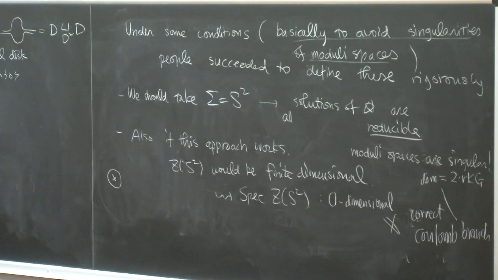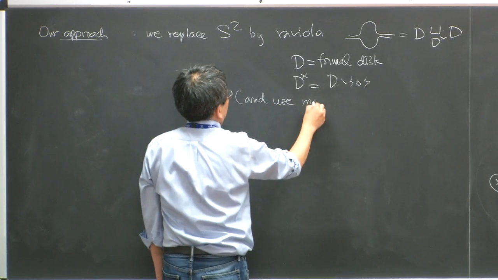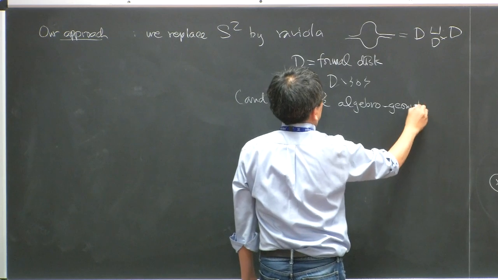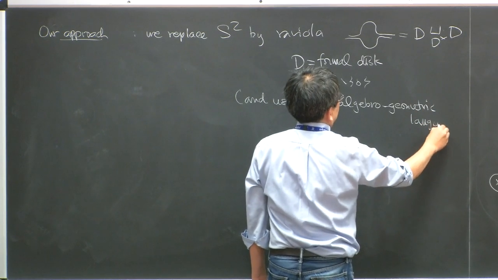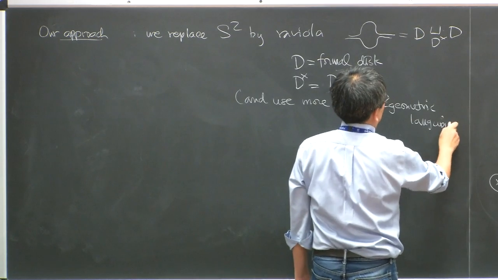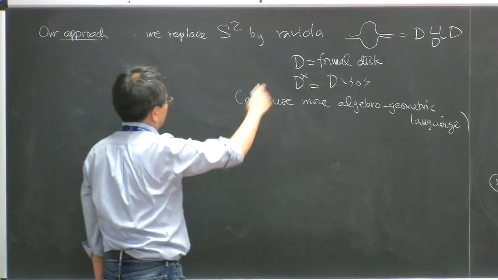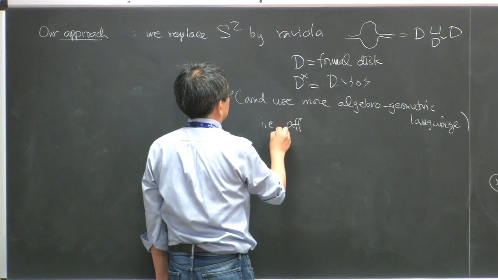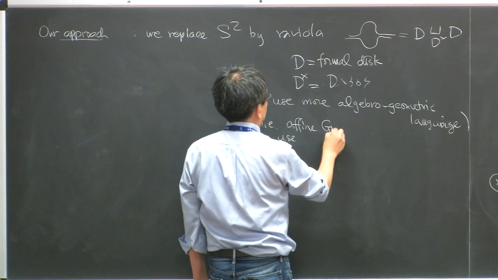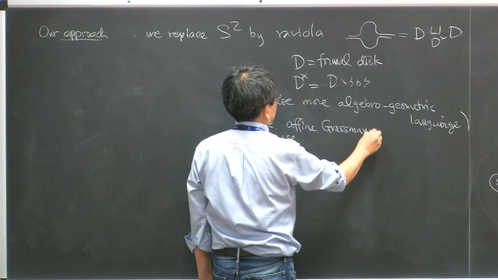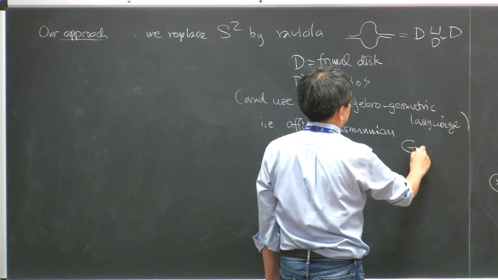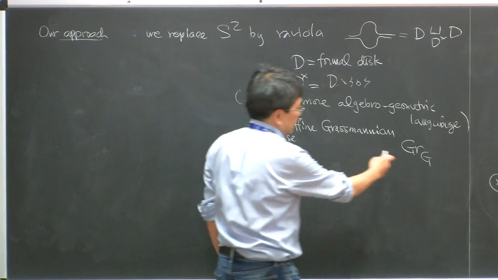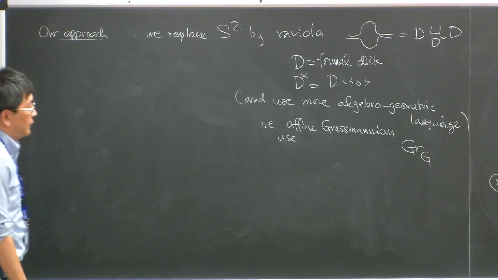And use more algebraic geometric language. Fortunately, people have developed the corresponding things in geometric representation theory. So this is the affine Grassmannian. So this is the correct moduli space. Tomorrow I will give a more detailed discussion of the affine Grassmannian.